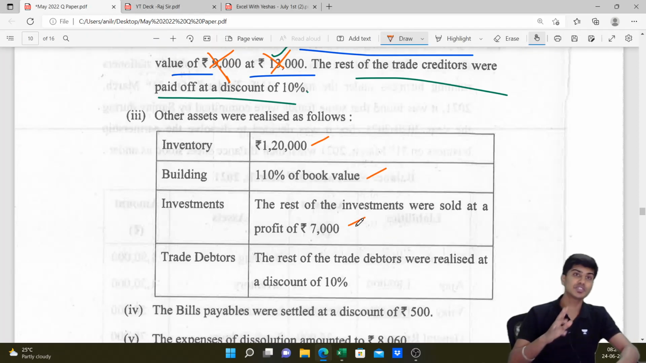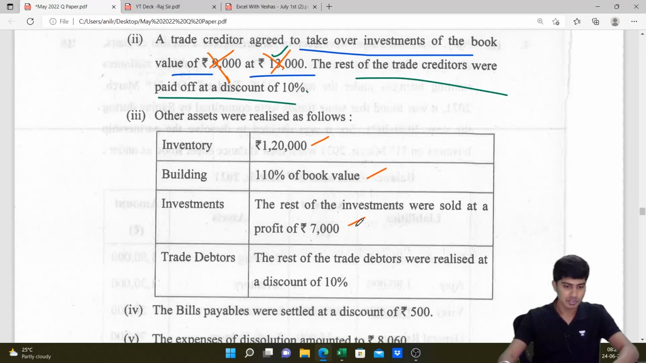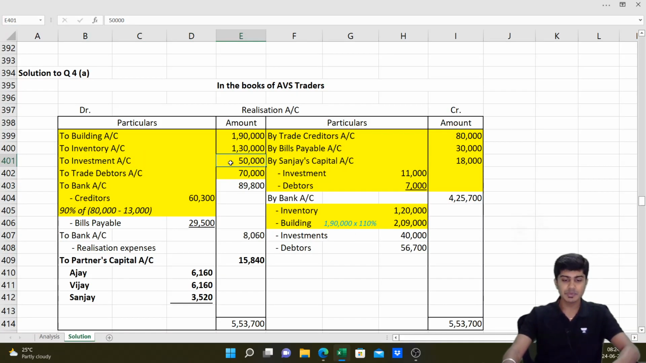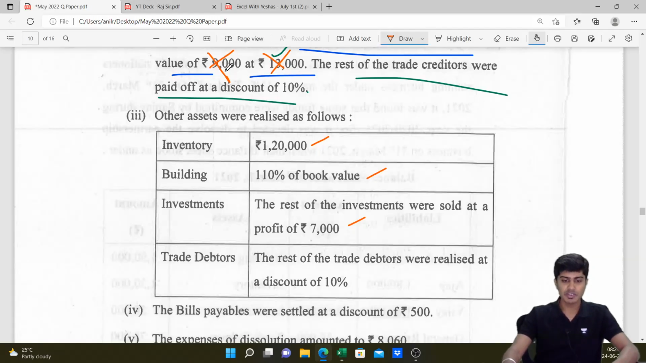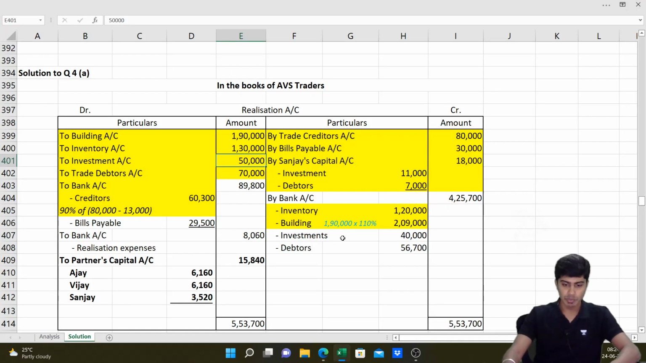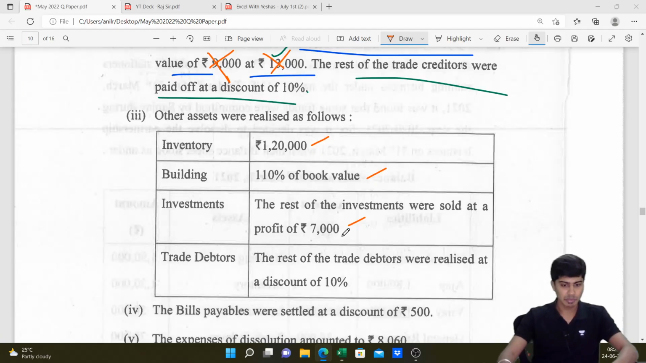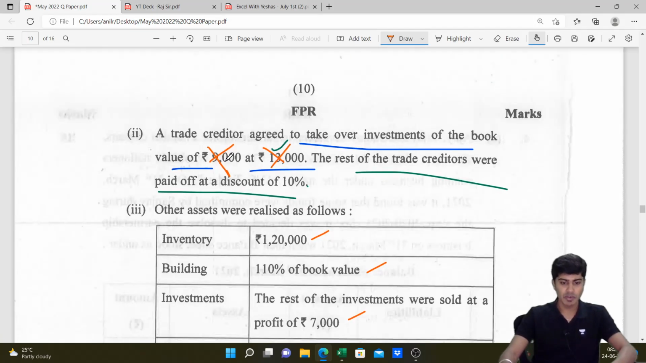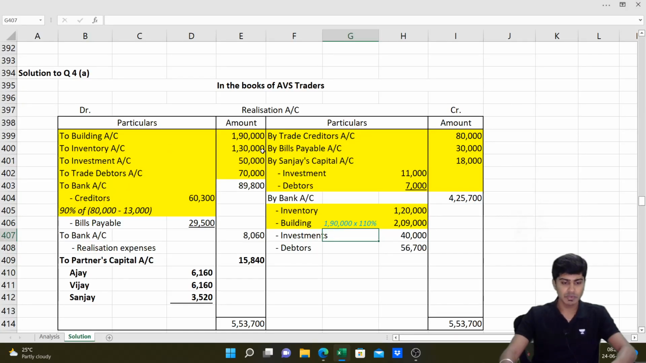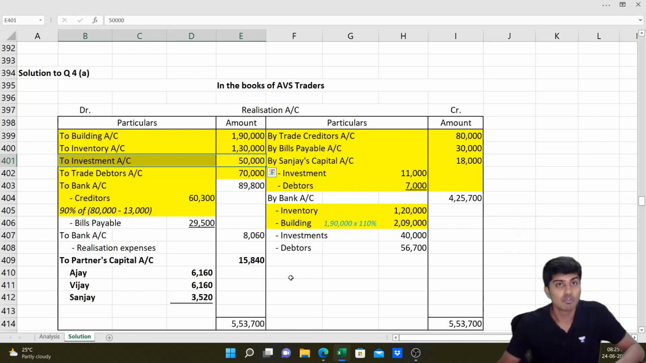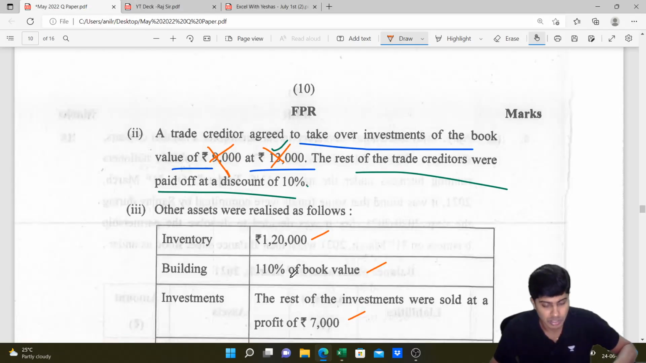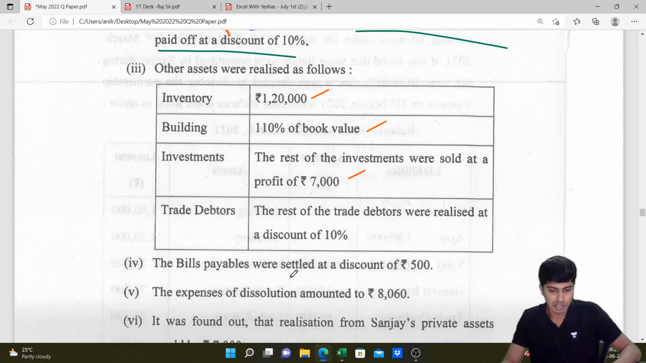Sold at a profit of 7,000. Sorry, investments are 50,000. How much value of investments are taken over? 9,000. So it will be 50,000 minus 9,000. Investments of book value 9,000 has been taken over. Total investments is 50, and 9 gone, 41. They've sold it at a profit of 7,000.